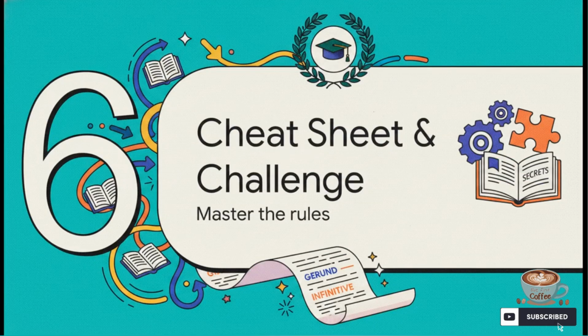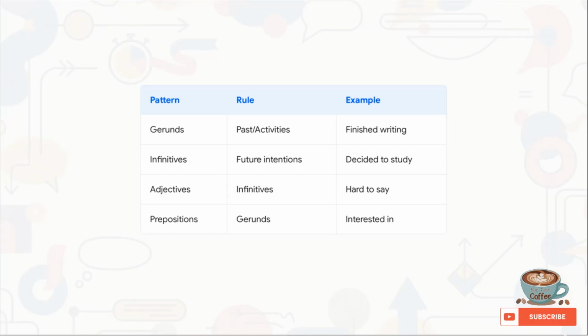Section 6, Cheat Sheet and Final Challenge. I'd actually love for you to pause the explainer right now and grab a screenshot of this visual cheat sheet. It's a great printable style guide that summarizes our key usage rules side by side. Let's review from the top. Gerunds are for past experiences and activities, like I finished writing. Infinitives are for future intentions.